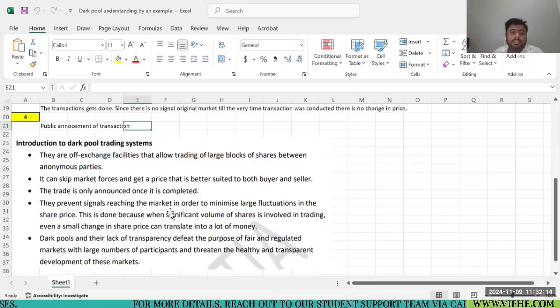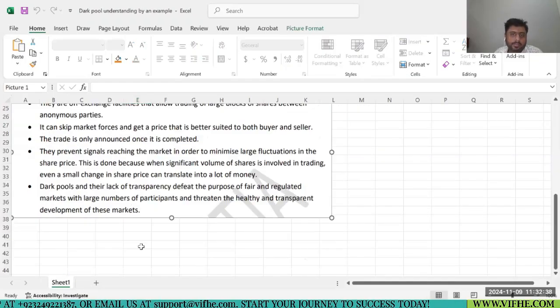They prevent signals reaching the market in order to minimize large fluctuations in the share price. This is done because when significant volume of shares is involved in trading, even a small change in share price can translate into a lot of money. Dark pools and a lack of transparency defeat the purpose of fair and regulated markets with large number of participants and threaten the healthy and transparent development of these markets.